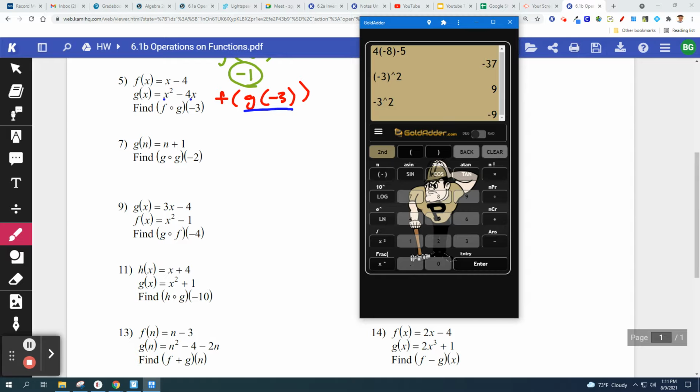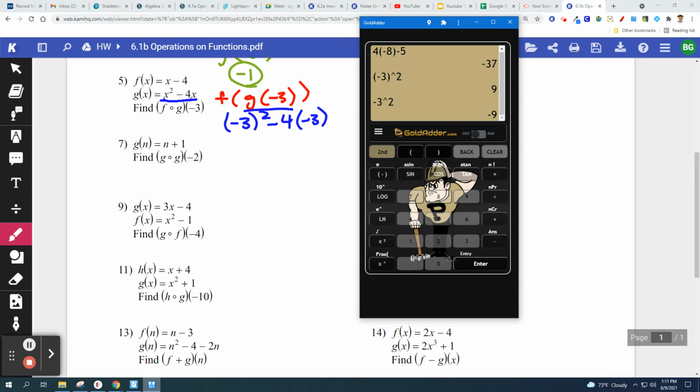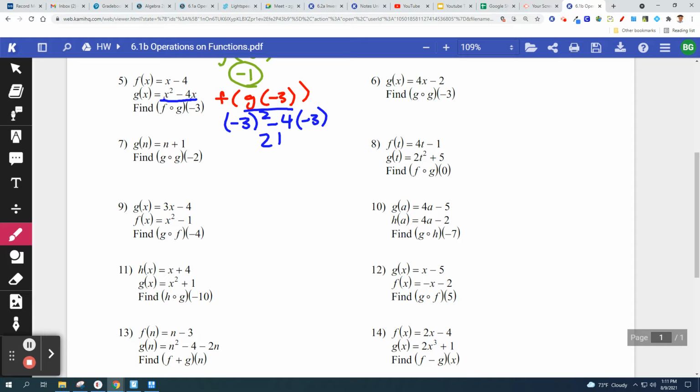So if I look at this equation, if I did it by hand, I'd have negative 3 squared minus 4 times negative 3. Negative 3 squared minus 4 times negative 3. Use your parentheses buttons. That's 21. So G of negative 3 is 21.